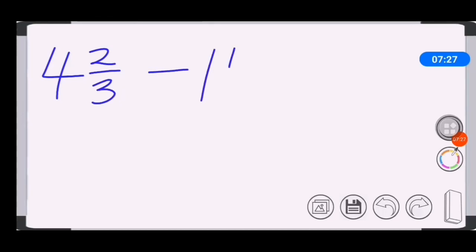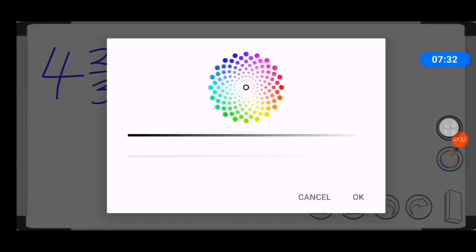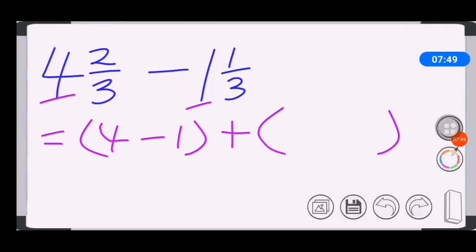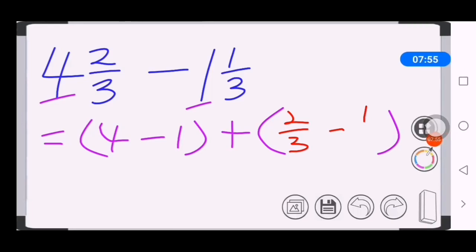Now let us look at the other method which we can solve this. Then you can choose one of them that best suits your learning abilities. So the second method says that I can work on the whole numbers 4 and 1. 4 minus 1. I can work on them separately. Then whatever answer I get, I add it to the fractions, which are 2 over 3 minus 1 over 3.